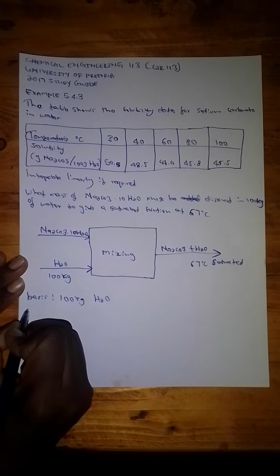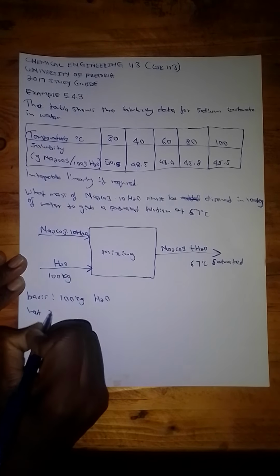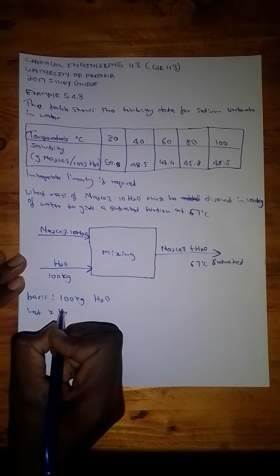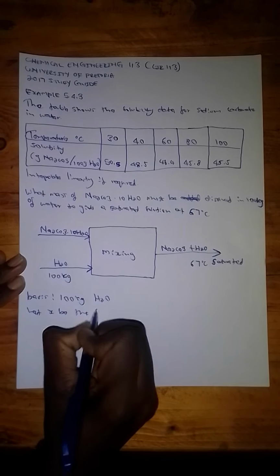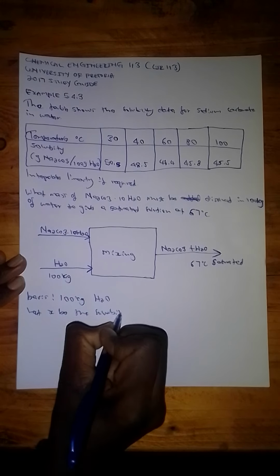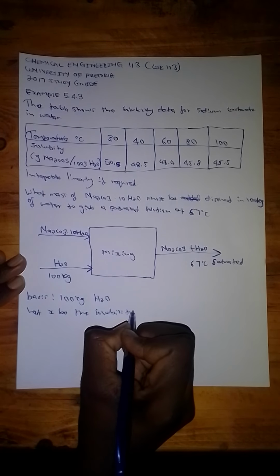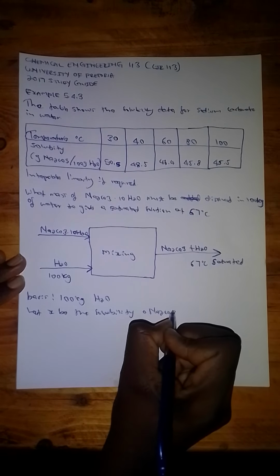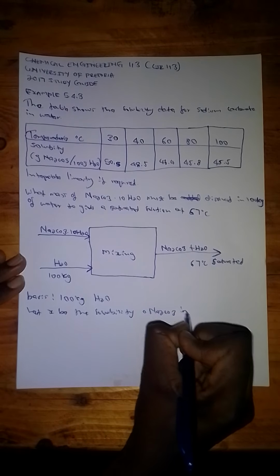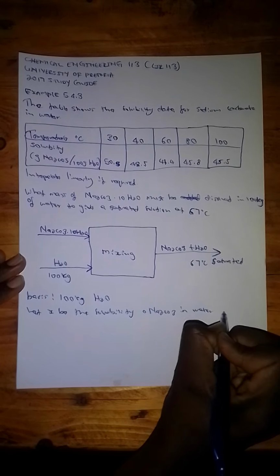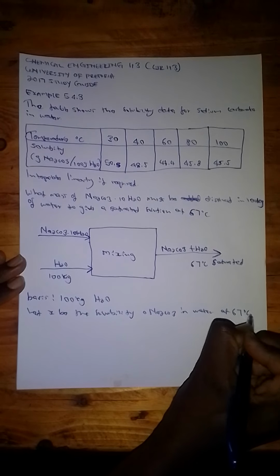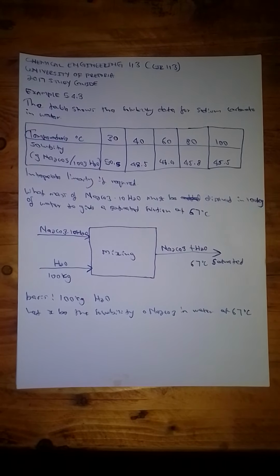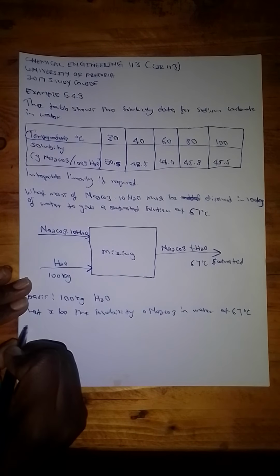So let me just say, let X be the solubility of Na2CO3 in water at 67 degrees Celsius. So that is actually our unknown. Our X is actually the solubility of Na2CO3 at 67 degrees Celsius. And if you're going to calculate that, then it takes us to step 1.